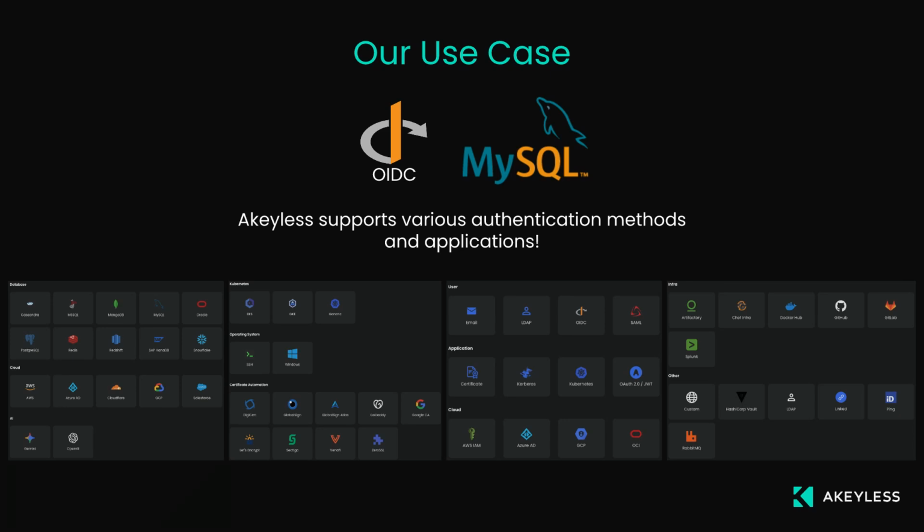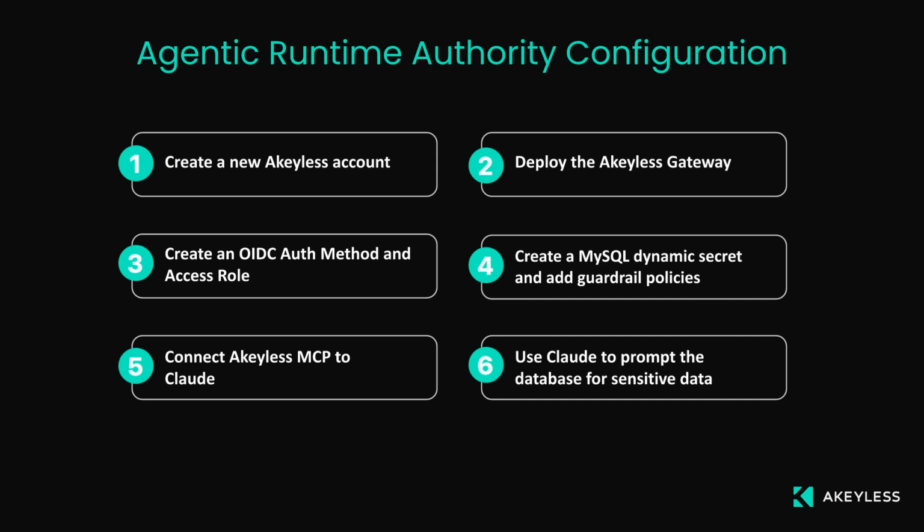However, Akeyless supports various authentication methods and applications, including databases, clouds, AI, Kubernetes, certificate automation, infrastructure tools, and more. In this guide, we will configure the Agentic Runtime Authority as follows. Create a new Akeyless account, deploy the Akeyless Gateway, create an OIDC auth method and access role, create a dynamic secret for our MySQL database and add guardrail policies, connect Akeyless MCP to Claude, but any LLM would work, and we will end by prompting Claude to access the database for sensitive data.